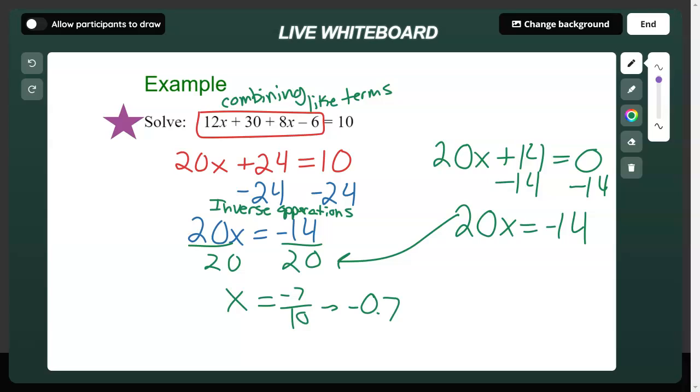So once you get things simplified and they end up in that ax plus b equals c kind of form, once you've combined all your like terms and you only have one variable, your goal is to then get everything away from the variable. So whatever steps you can do to move anything that's on one side to the other away from your variable. Okay? Any other questions on that? All right.